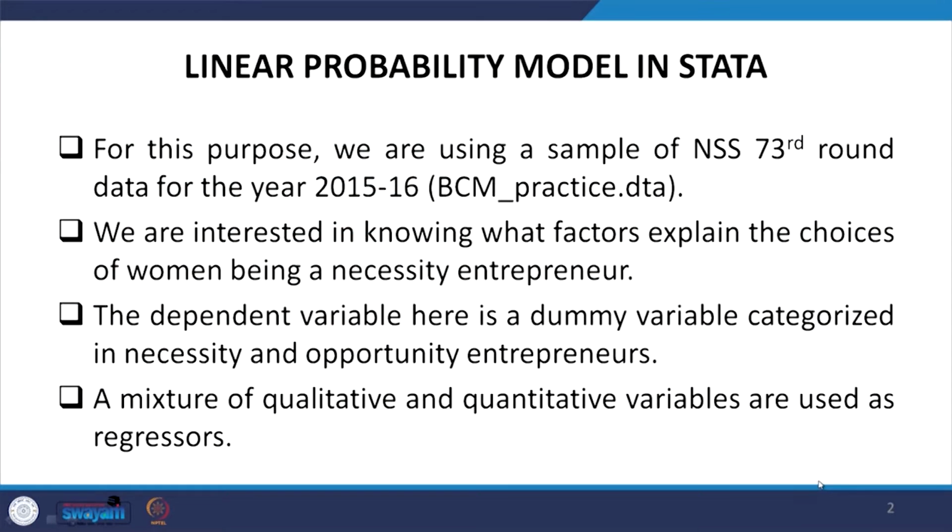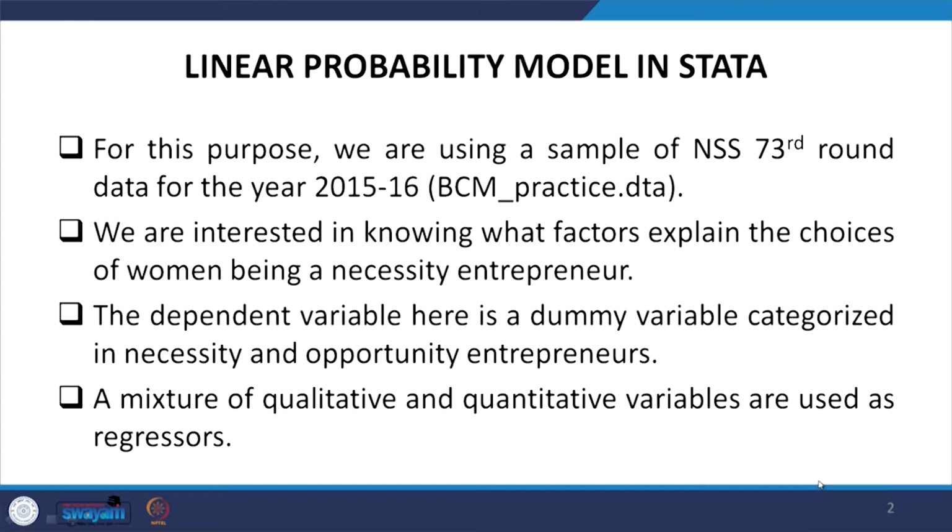The data we are going to consider is our practice data. We have filtered it from the 7th round of the National Sample Survey 2015-16. We are also interested in getting those factors that explain the choices of women being a necessity entrepreneur. As we have already given you the background during our introduction to national level data, where we defined what we mean by a necessity entrepreneur, based on the number of workers within the enterprises.